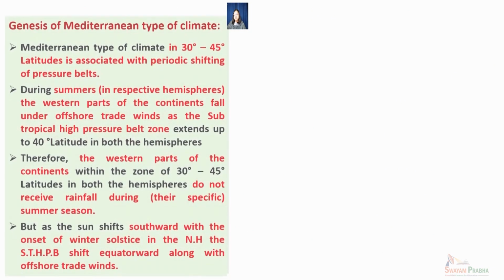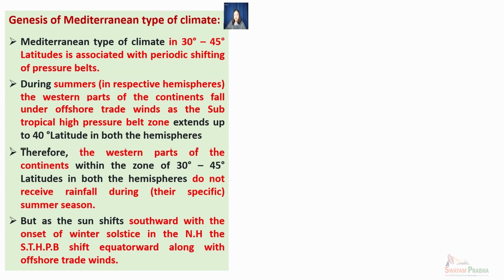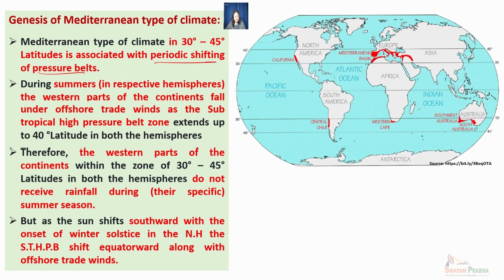Besides monsoon, the genesis of the Mediterranean type of climate is also associated with the periodic shifting of pressure belts. During the summer season, that is the respective summer seasons in both the hemispheres, the western part of the continent falls under the offshore trade winds as the subtropical high pressure belt zone extends to 40 degrees latitude in both the hemispheres during their respective summer seasons. Therefore, the western part of the continent within the zone of 30 to 45-degree latitude in both the hemispheres does not receive rainfall during their respective summer seasons.